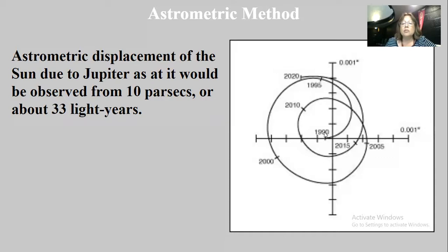Okay, in this image, you'll see that there's a series of years. This would be the position of the sun in 1990. And then we go around this wobble. Here is where the sun would be in the year 2000. Here is 2005. Here is 2010, 2015, and 2020. So this is the wobble that we would see if we could get 33 light years away. Or if there was an advanced civilization looking at us from 33 light years away, this is what they would see, and they might actually be hypothesizing, are there planets around the sun?